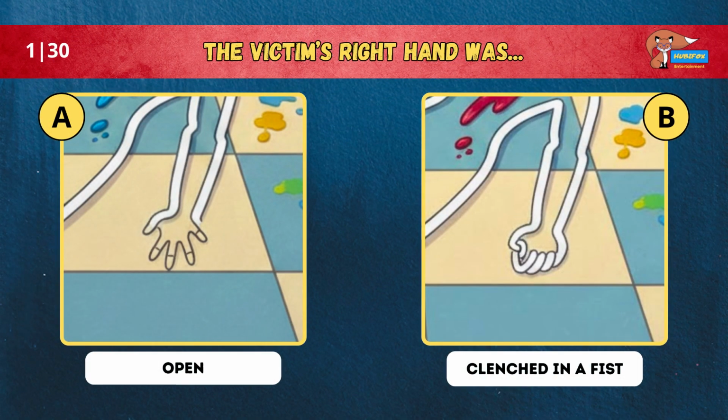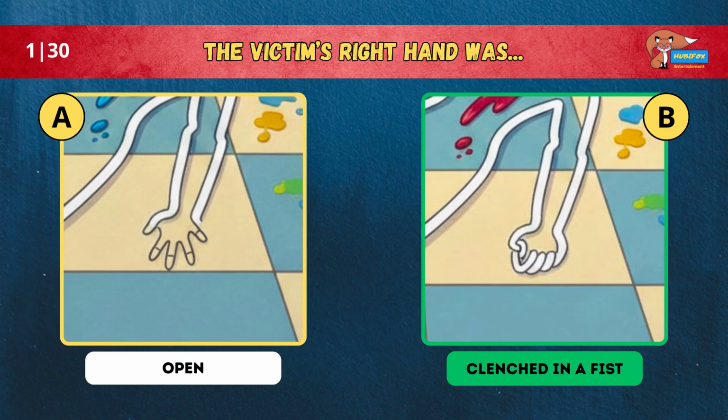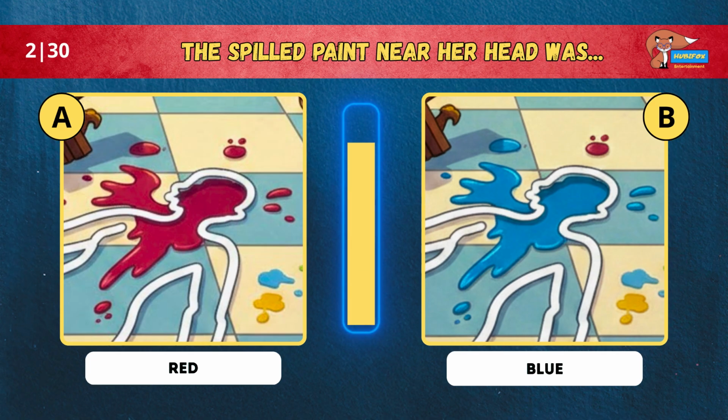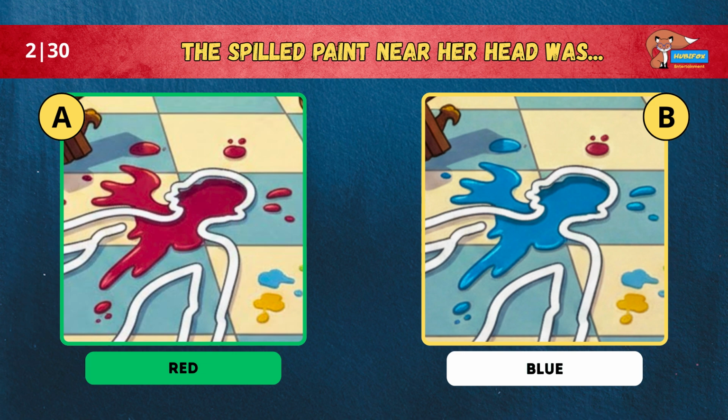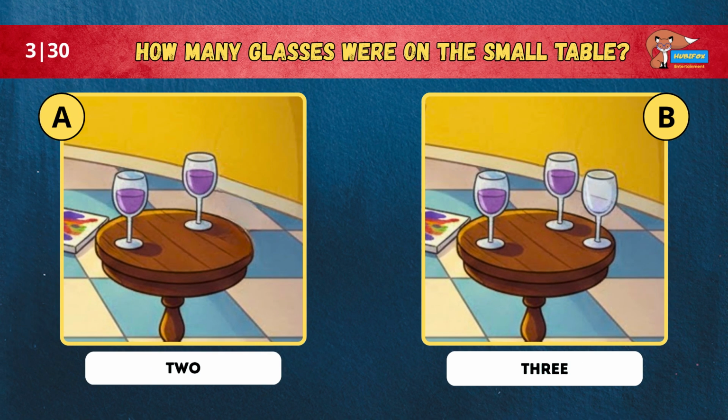The victim's right hand was open or clenched in a fist. The spilled paint near her head was red or blue. How many glasses were on the small table? 2 or 3?